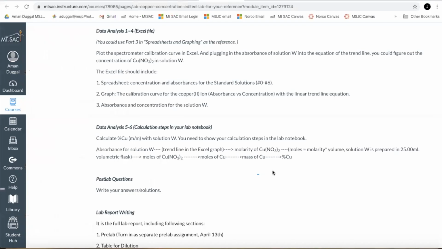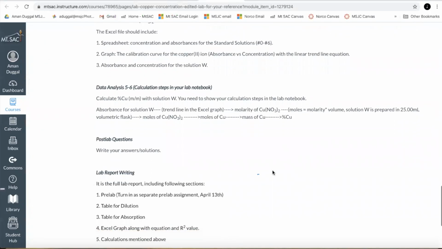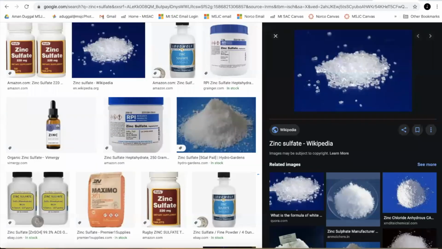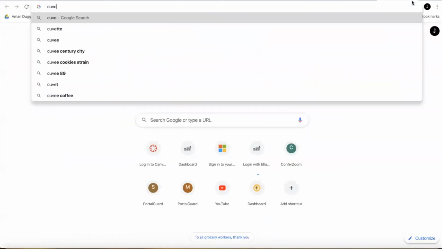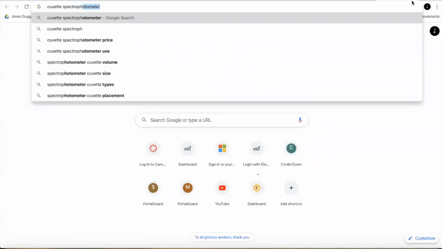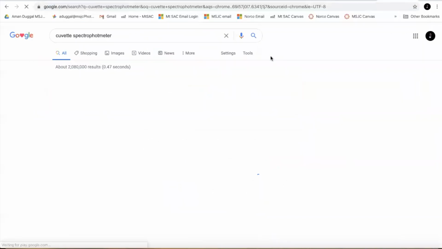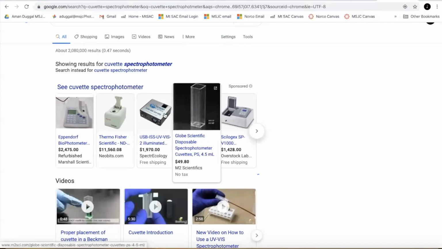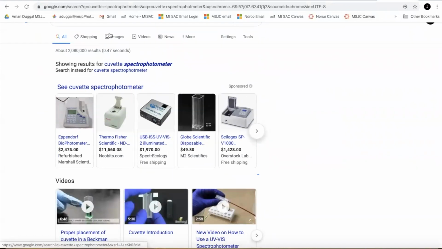Okay, I don't actually know how the cuvette not being wiped clean has to do with the spectrophotometer, or if you don't place it properly, I'm not sure how those affect the spectrophotometer. Let's see. So let me show you the cuvette and the spectrophotometer. So this is what the cuvette looks like. You see, this is a cuvette.